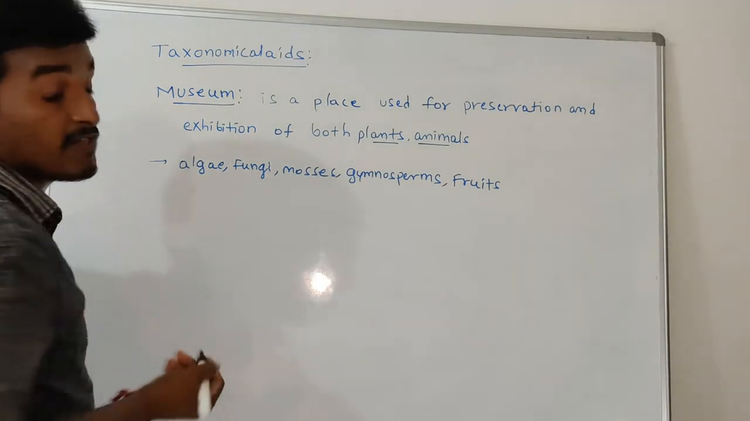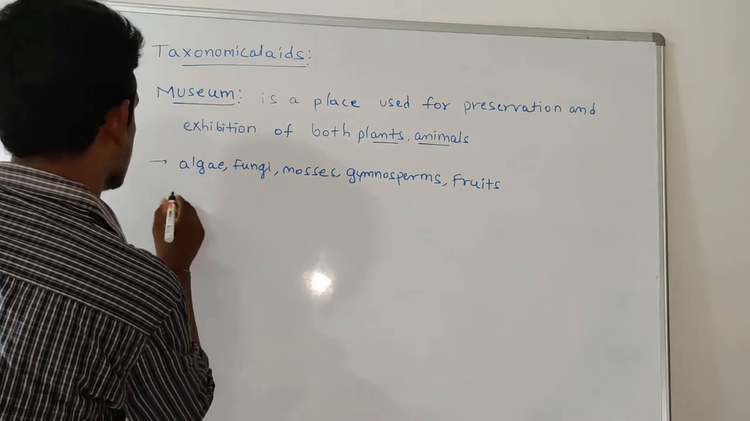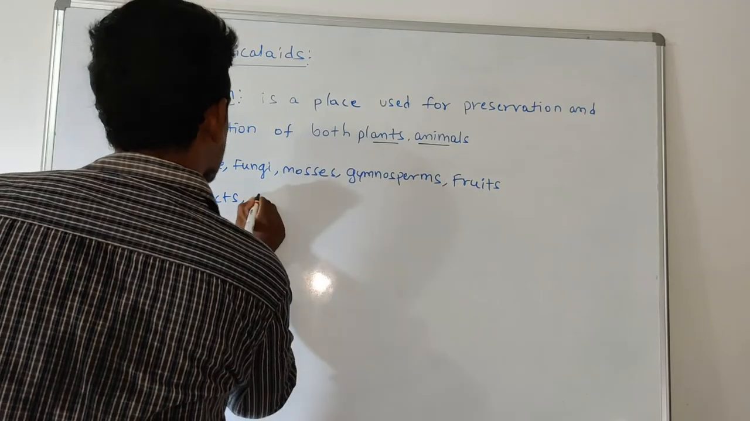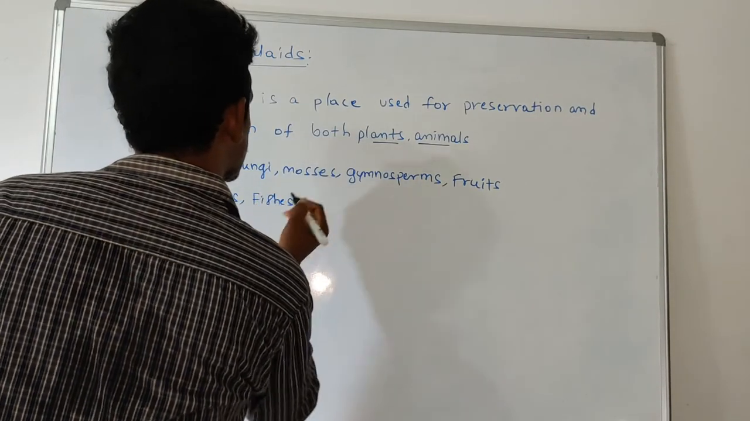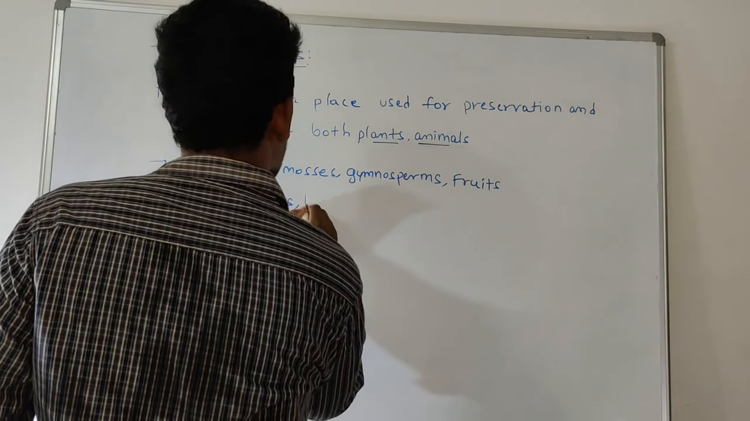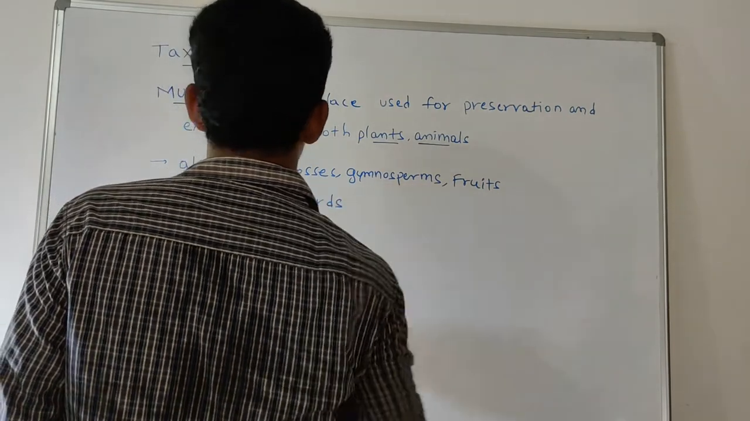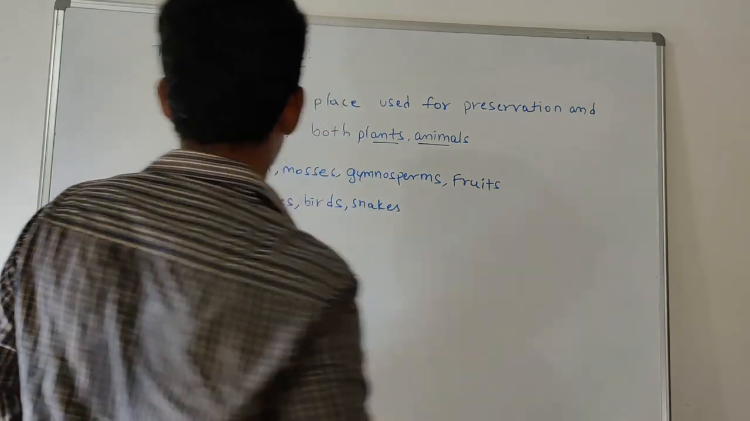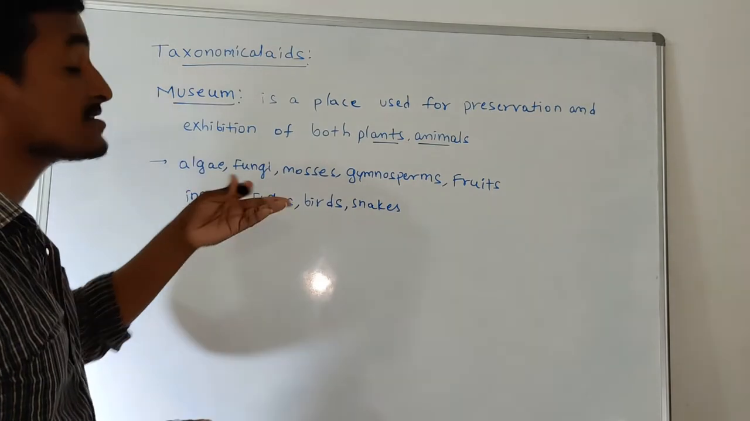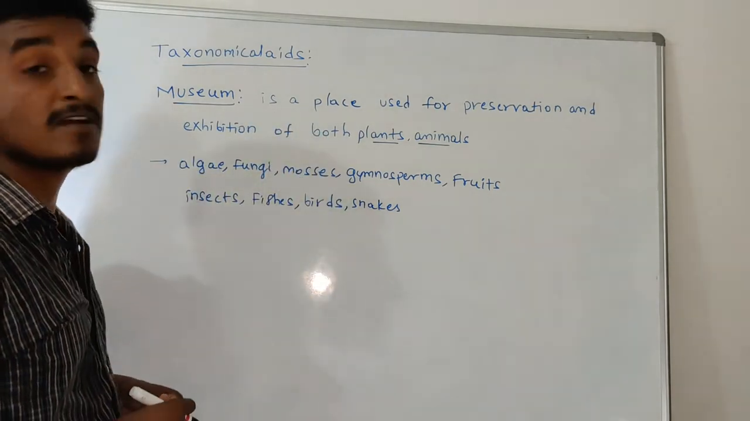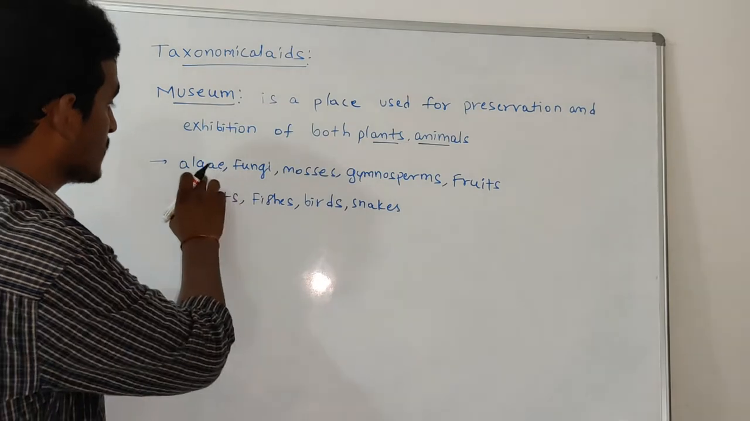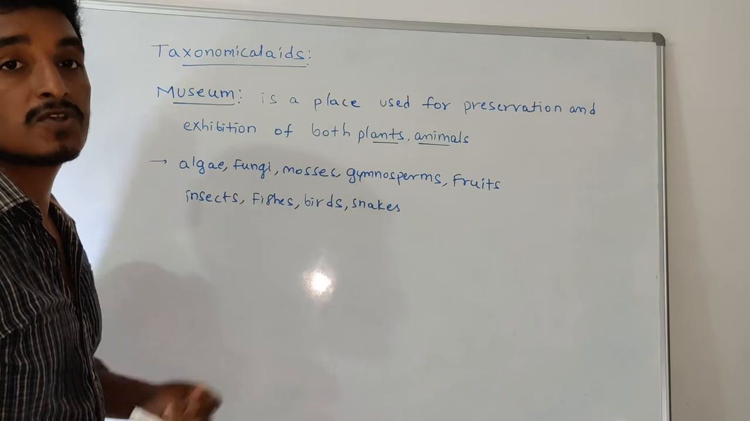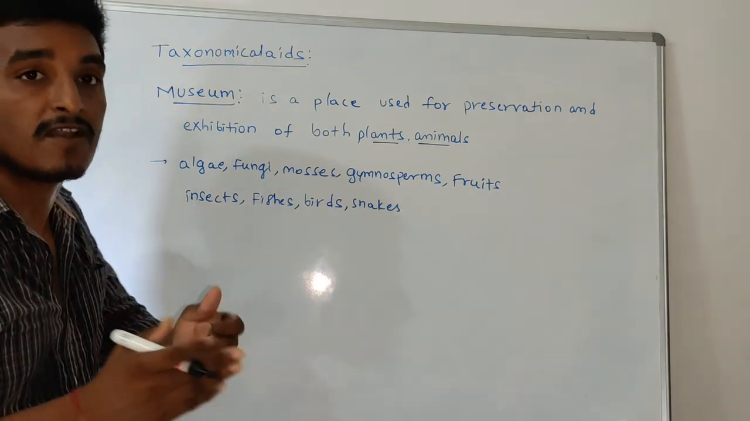Along with that, some animals also, like insects, some fishes, some birds, and snakes, we can easily preserve with the help of a museum. We can't preserve all these in a herbarium, so that's why we are using a museum. We can preserve them for a long time.